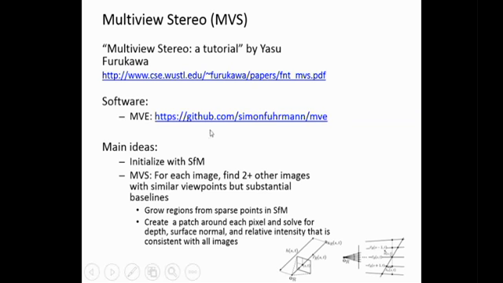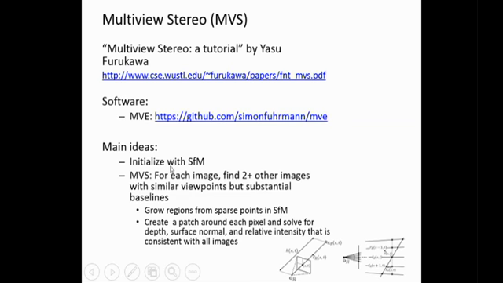So MVE is a useful piece of software for this, and this is a very valuable tutorial if you want to learn about this. It's 130 pages, and Yasu Furukawa actually graduated from here in like 2008. His thesis was on multi-view stereo. Now he's at University of Washington in St. Louis. But I think he wrote this while he was at Google. He was at Google for a while.